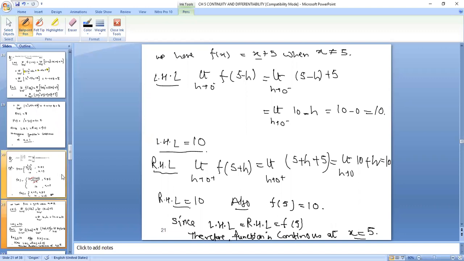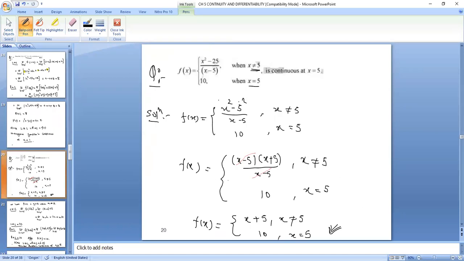Any doubt? Clear? Ma'am, please explain again. Okay. Yes. So we are given the function f of x equals x square minus 25 upon x minus 5 when x is not equal to 5, and 10 when x is equal to 5, right? That means x equals 5 is a point and the value of the function is 10.